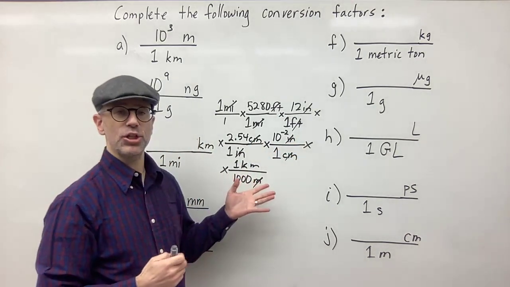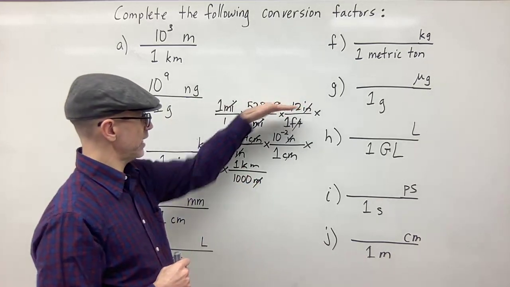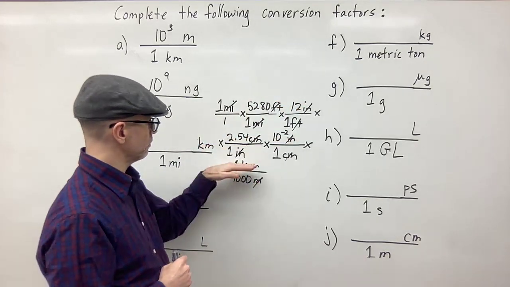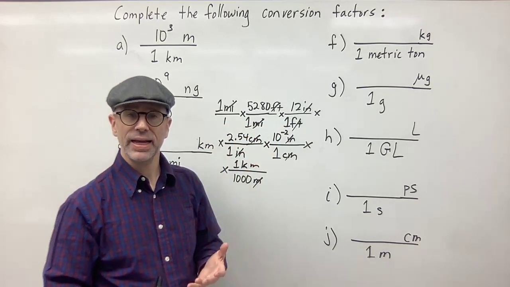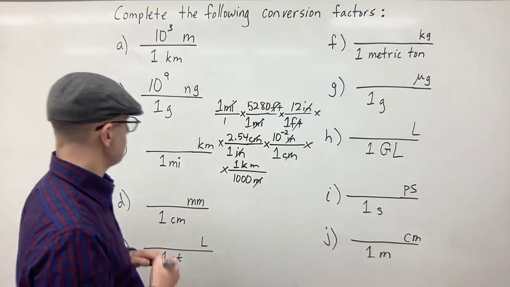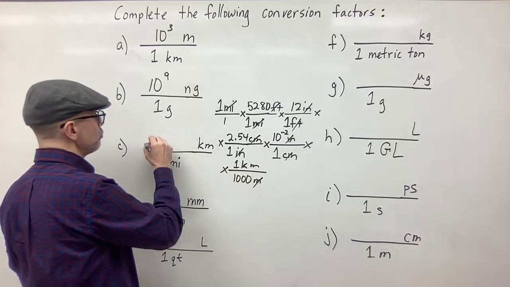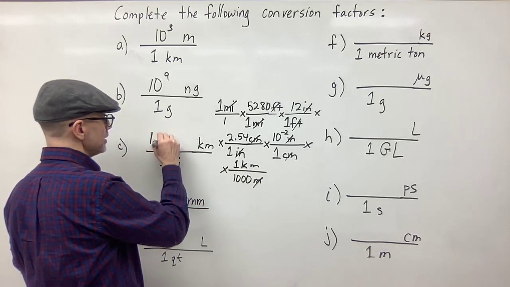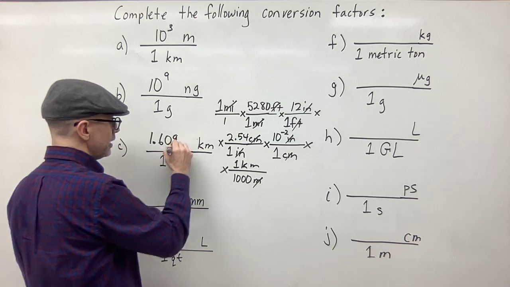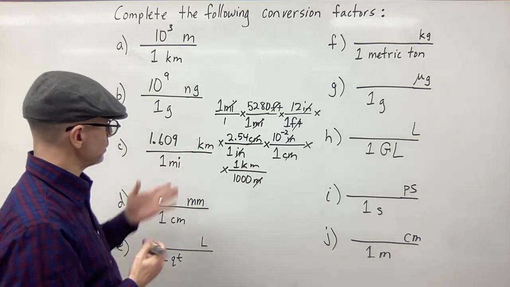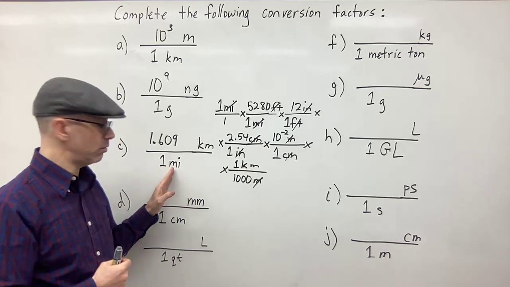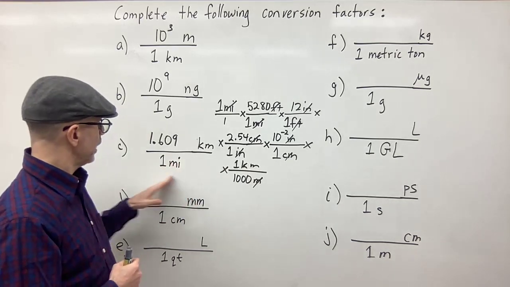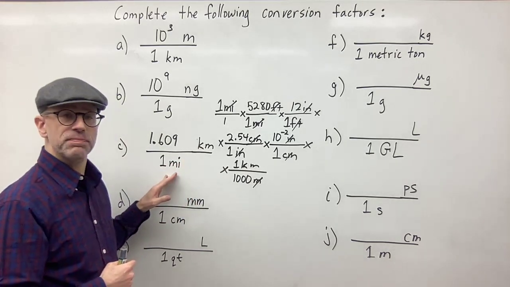Now all I need to do is multiply by everything on the top, divide by everything on the bottom, and I should get my answer in kilometers. And if you already knew, it's 1.609 kilometers.